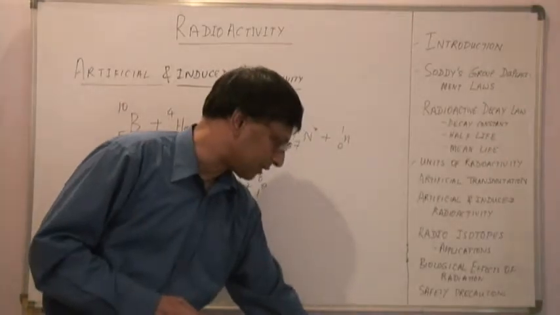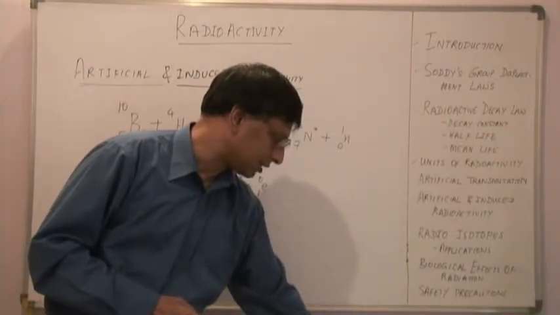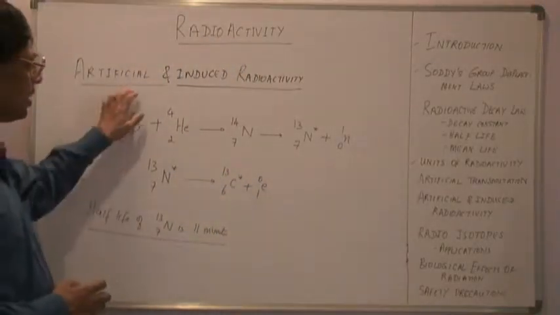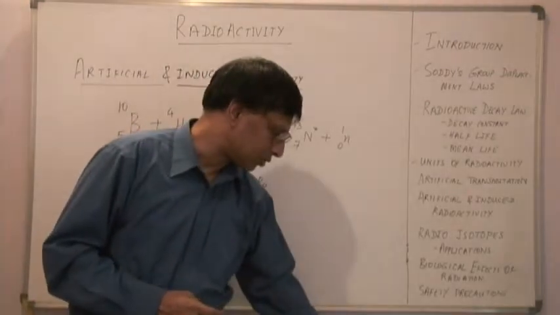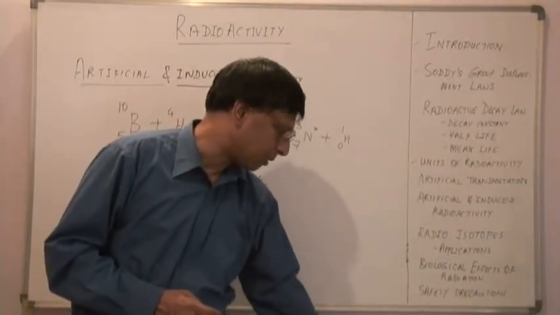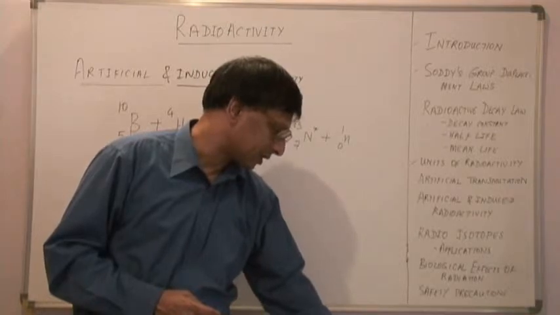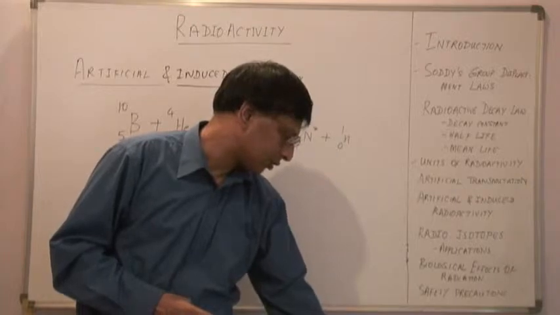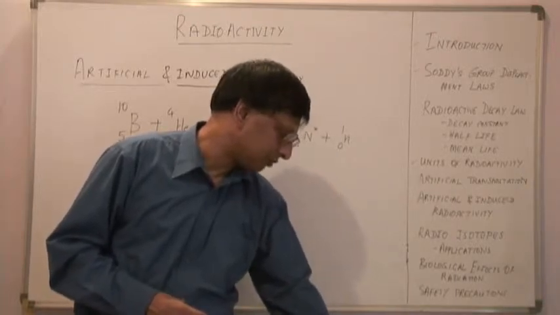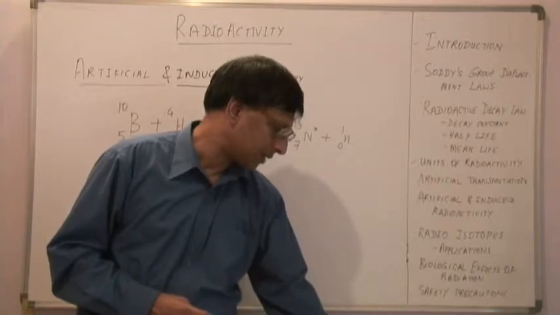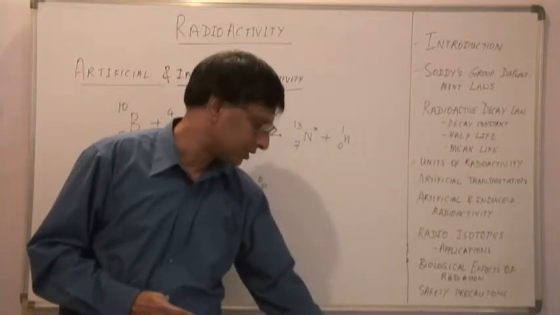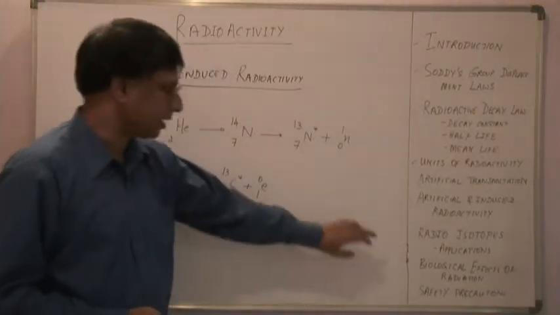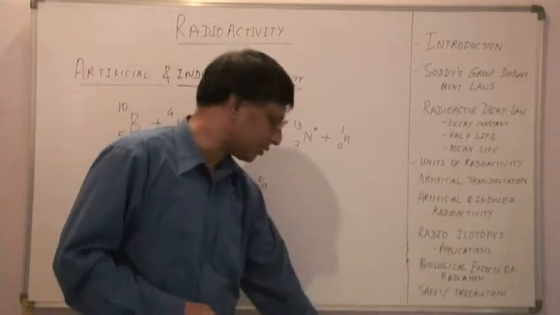There are a couple more examples given in the book. For example, it says that almost all the elements can be made artificially radioactive by bombarding them with various particles. As examples, we have sodium giving out magnesium, and aluminum with an alpha particle giving out phosphorus. So with this we have covered artificial and induced radioactivity.